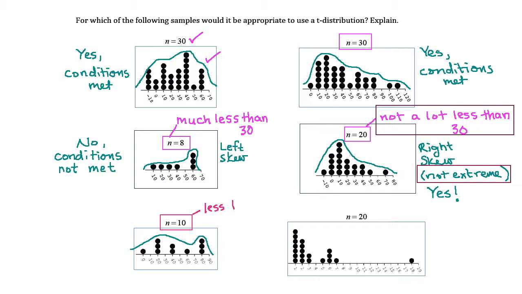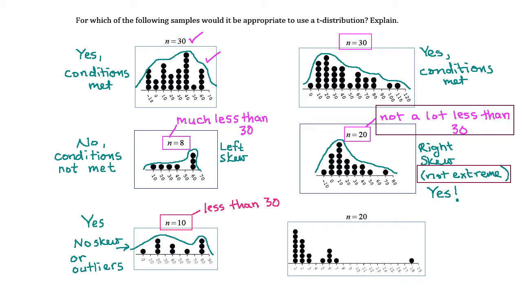So we have less than 30, but we don't have any extreme skew or outliers. I wouldn't even call this skew. I would say it's more a bimodal issue. So no skew, or if there's any, maybe it's a slight left skew, and no outliers. Those are the real things that can cause issues. I'm going to go with yes on this one also.